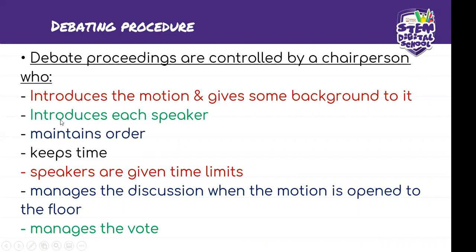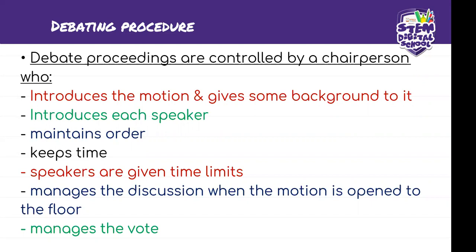Okay, so the chairperson also introduces each speaker. All of these 6 speakers will be introduced by the chairperson. Then the chairperson will maintain order to make sure that the proceedings go according to plan, that there are no disruptions, that no one is causing disruptions, disorder, and all those things which can make the debate not enjoyable.